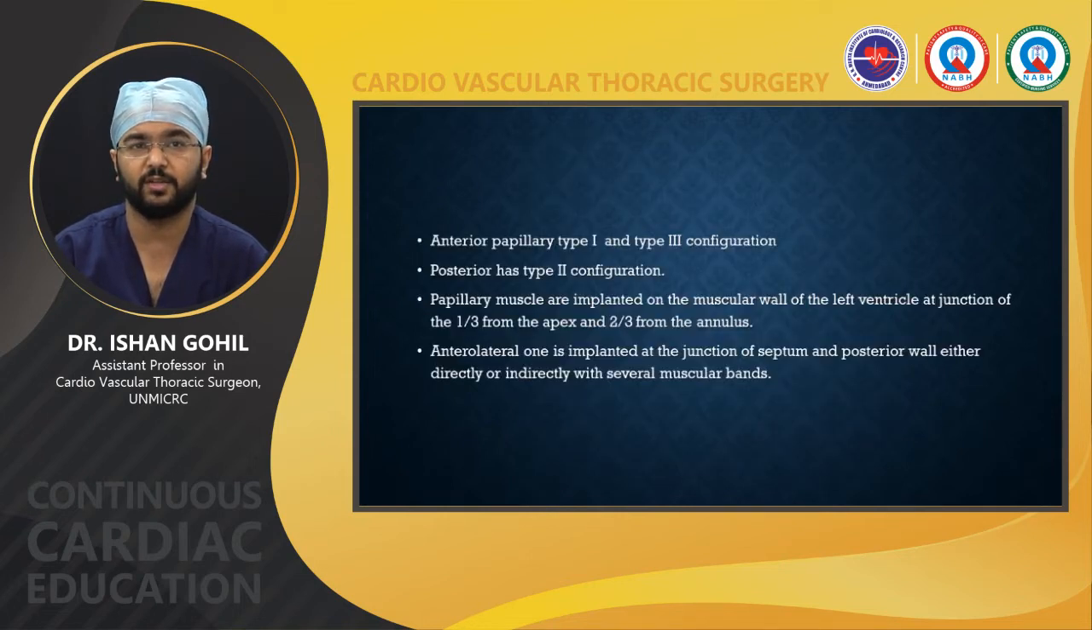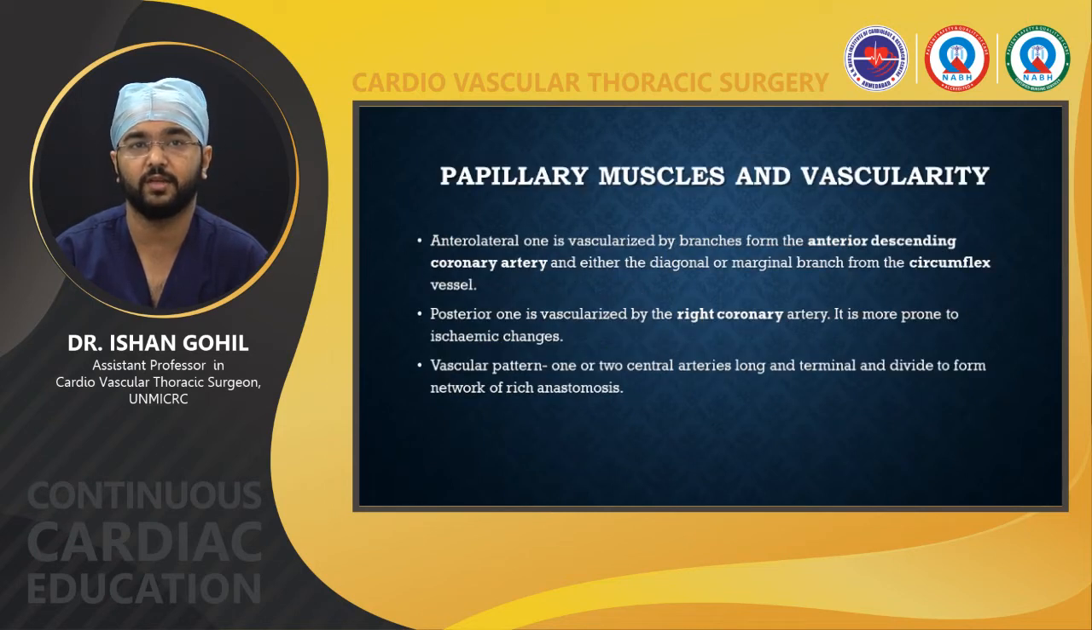Papillary muscles are implanted on the muscular wall of the left ventricle at the junction of 1/3 from the apex and 2/3 from the base of annulus. And the anterolateral is implanted at the junction of septum and the posterior wall, either directly or indirectly with several muscular bands. Now the vascularity of papillary muscle. It is of utmost importance because it has clinical implications when there is ischemia, that is a severe MR or papillary muscle rupture.